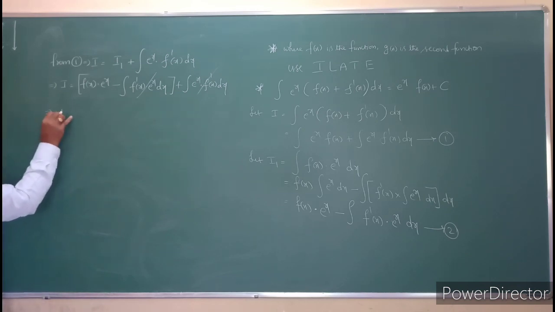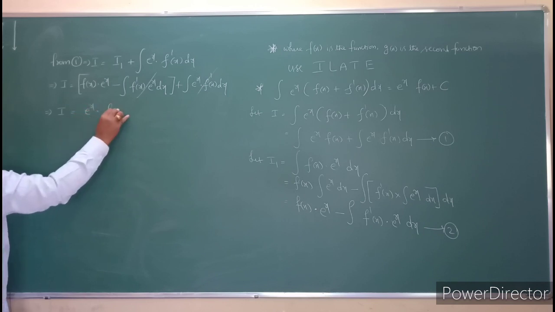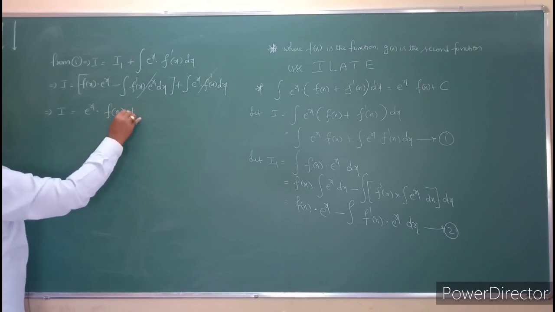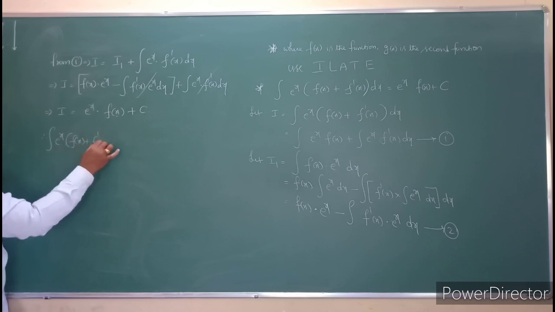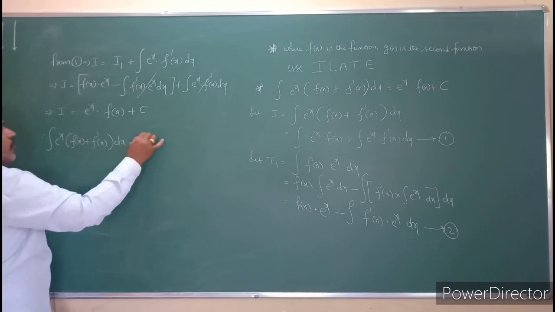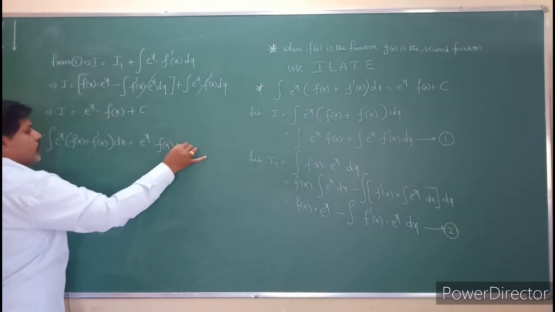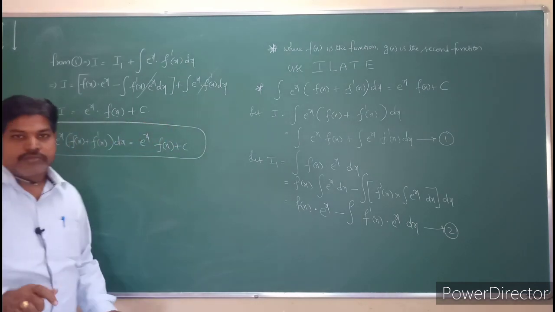So that implies I is equal to e power x into f of x plus c. So therefore, what is the I value? I value is nothing but the integral of e power x into f of x plus f dash of x into dx, is equal to e power x into f of x plus c. So this formula we are going to use in a number of problems in the exercise.